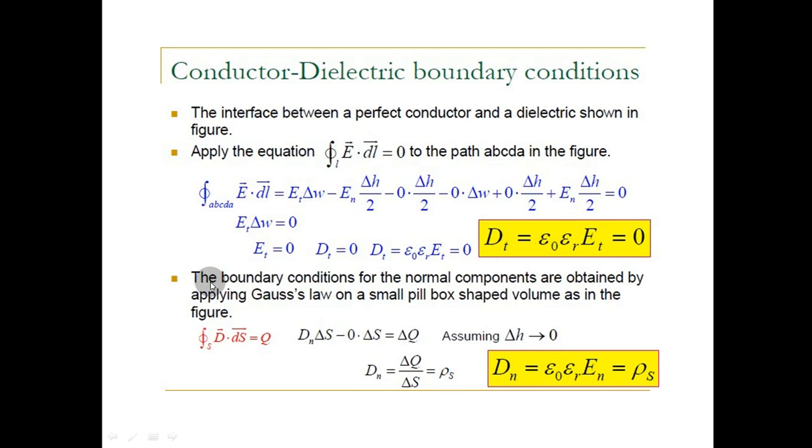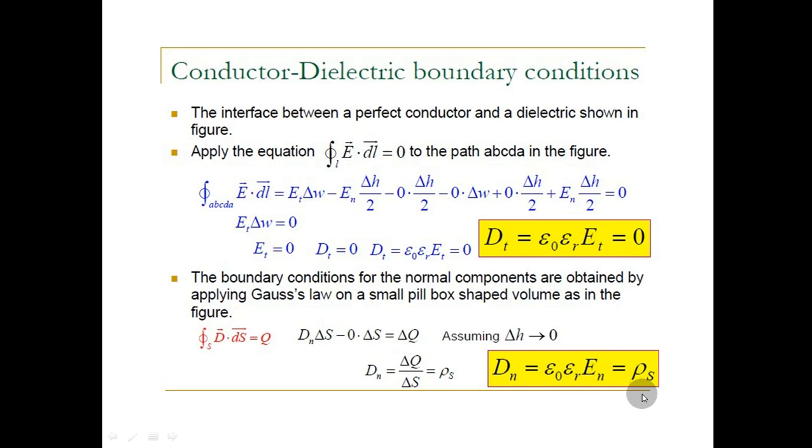And what we have here, the boundary condition for the normal components, is obtained by applying Gauss's law on a small pillbox shaped volume as in the figure, that is, the surface integral of the dot product of the displacement vector D and the infinitesimally small surface dS is equal to the total charge enclosed in the surface. From this we also get that Dn is equal to rho s.